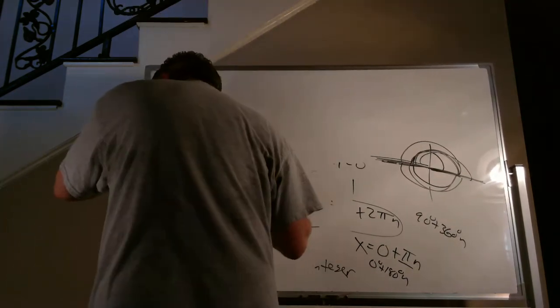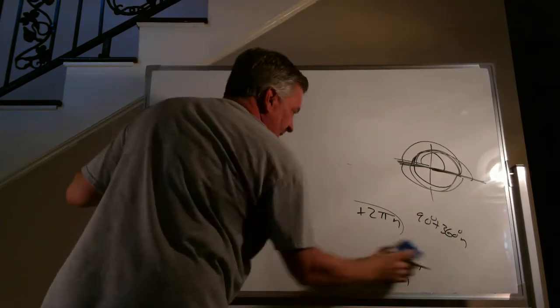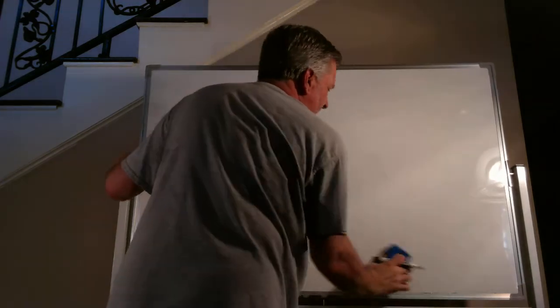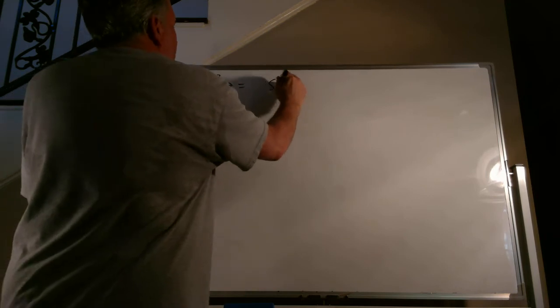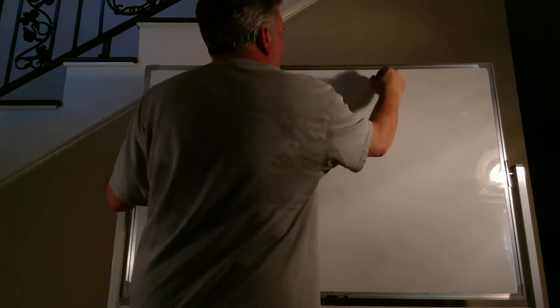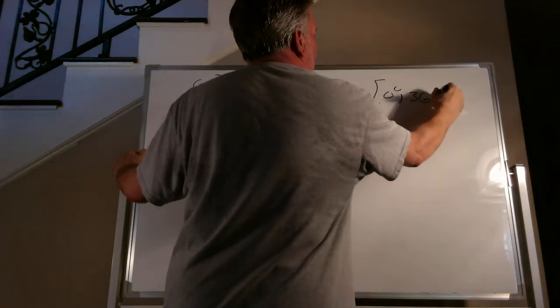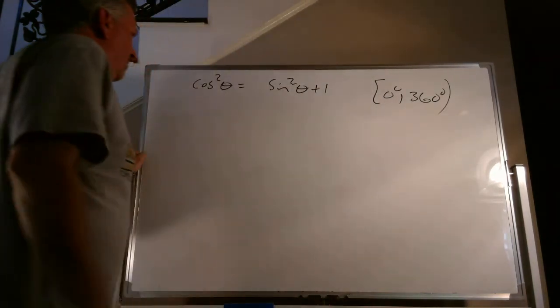Again, it says find, but they did just give you an interval again. It doesn't say find all of them, but I hope you realize finding all of them is just one extra step. Put the plus 2 pi in and the plus 360 degrees in. It says cosine squared theta is sine squared theta plus 1 over the interval. Here's one in degrees, 0 to 360 degrees. So they want the answers in degrees.